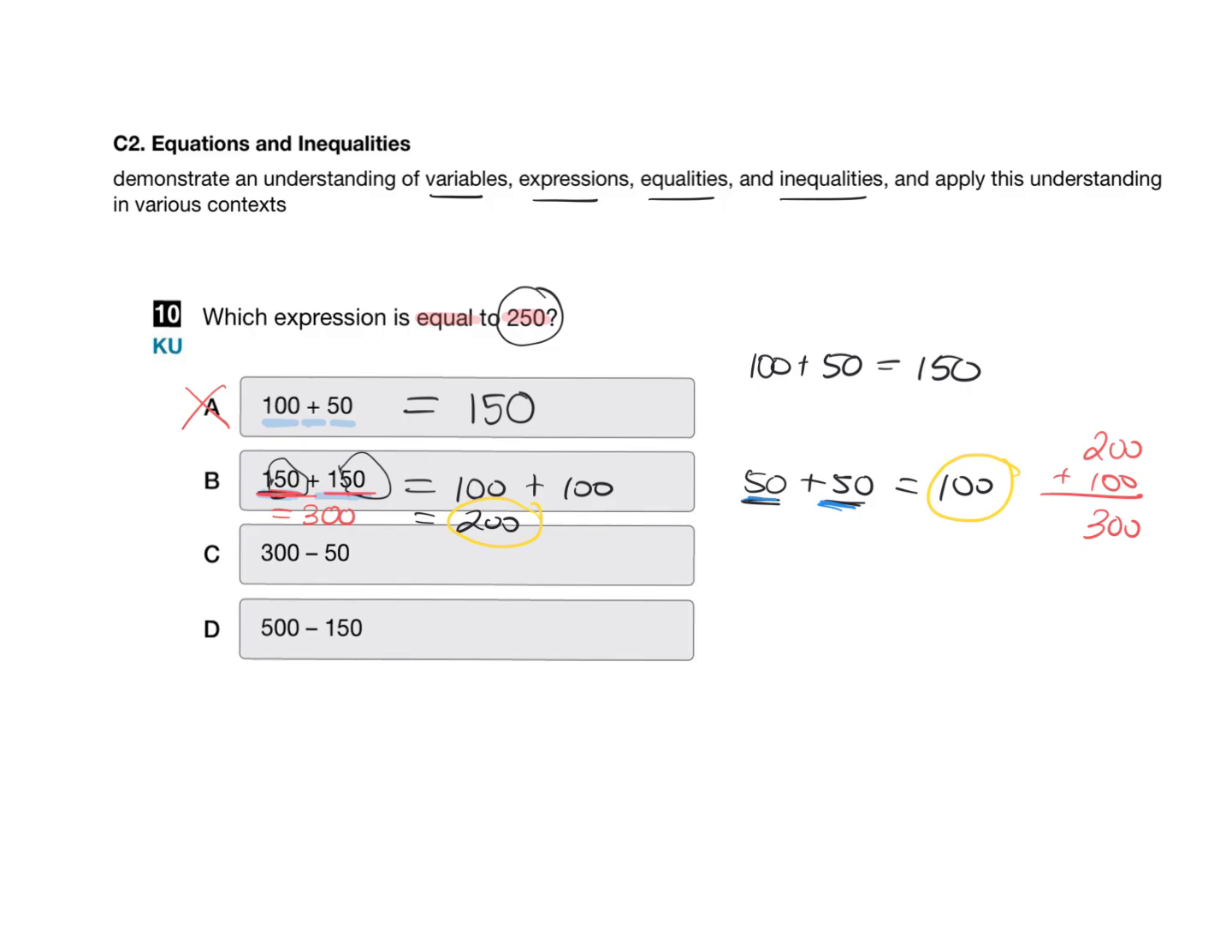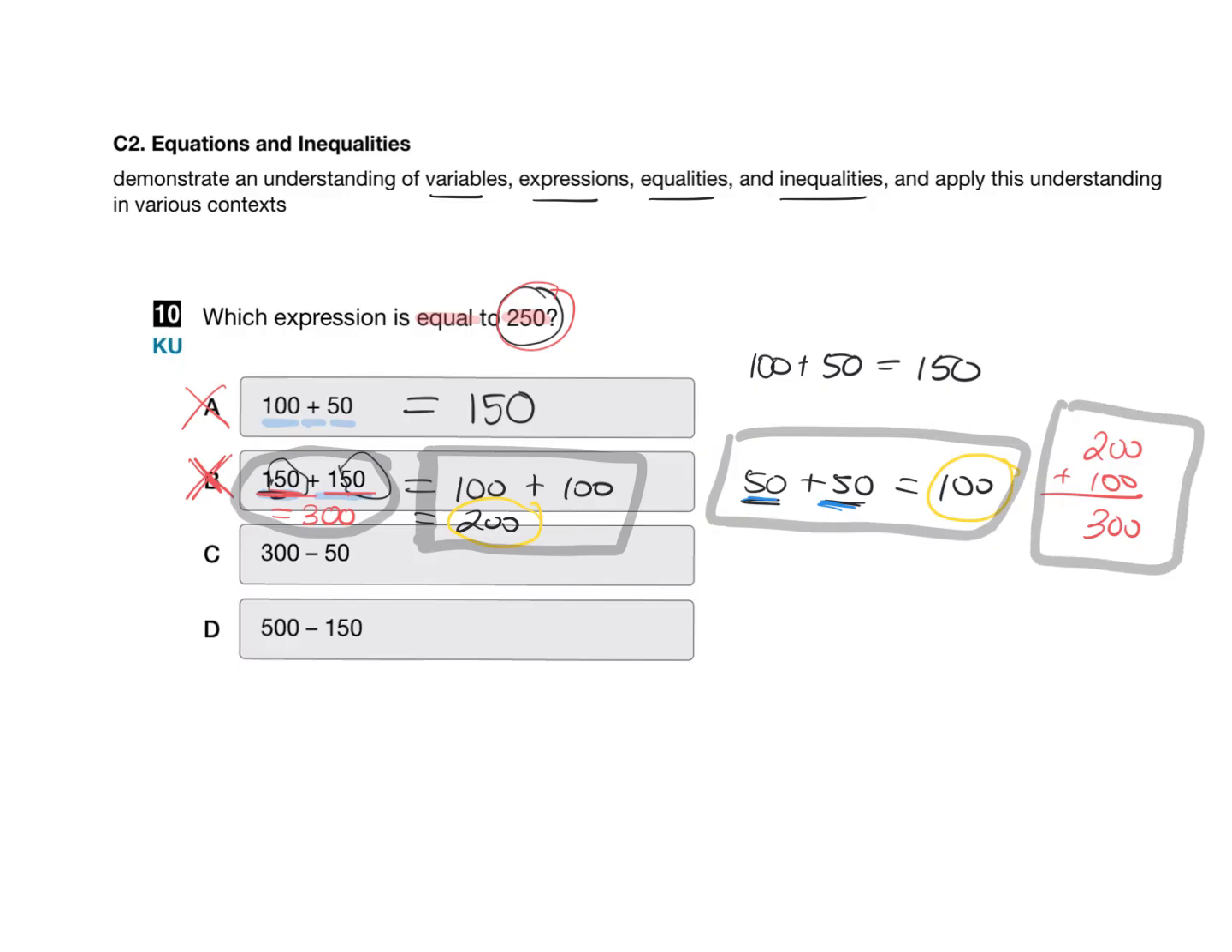So is 300 equal to 250? No. Okay, and this was separate. 150 plus 150 equals 300. And this is how you calculated it. This is how you broke it down. Okay, let's look at the next question.